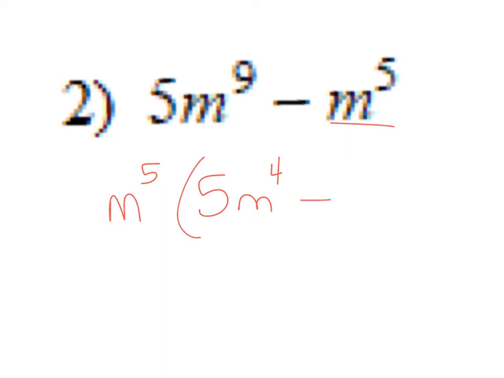Now all of the m's on this guy right here came out, but keep in mind that there is a 1 in front, so it's just going to be minus 1. Now this is not a difference of squares because I cannot square root the 5, so I'm done.